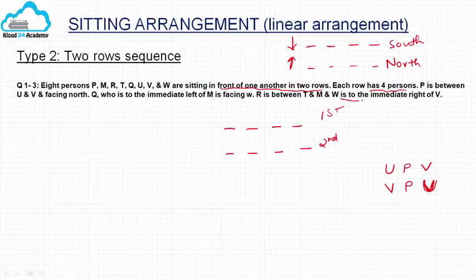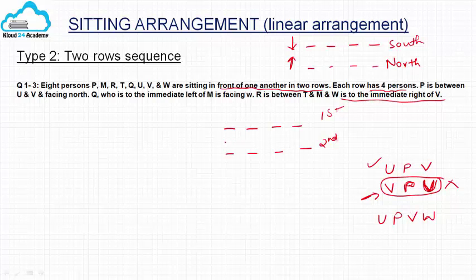And W is to the immediate right of V. So we know V is facing north. If we consider this, who is to the immediate right of V? P. So this case is not possible, as the question is saying W is to the immediate right of V. So this is possible: U, P, V and W. Now P comes between U and V and W is to the immediate right of V.